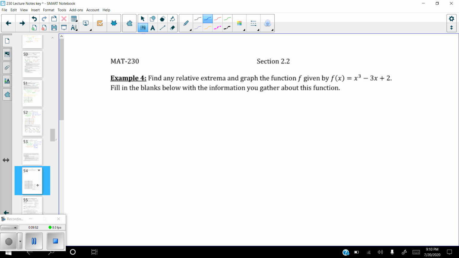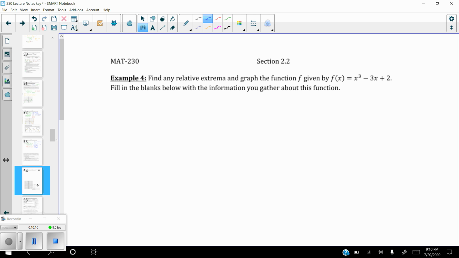All right, one last example here. Find any relative extrema and graph the function f that's given by x cubed minus 3x plus 2. Fill in the blanks below with the information that you gather about the function. It just might be helpful. We'll fill them in as we go.